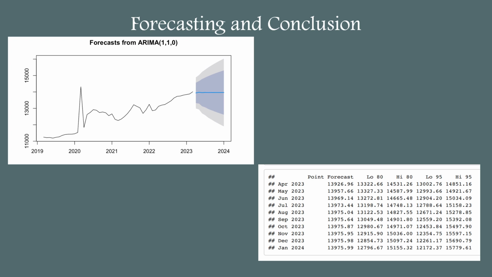So we use this model for forecasting the monthly food retail industry turnover for the next 10 months, that is, from April 2023 to January 2024, as seen here.